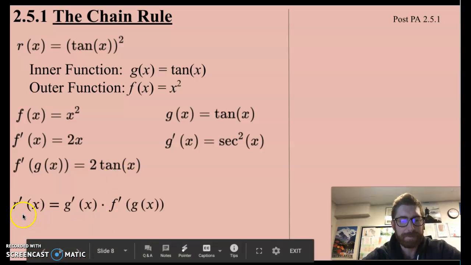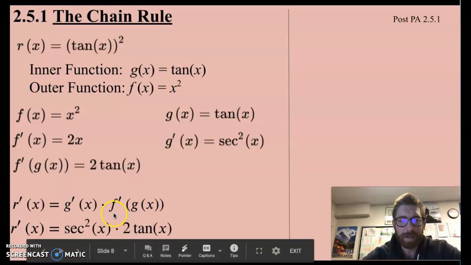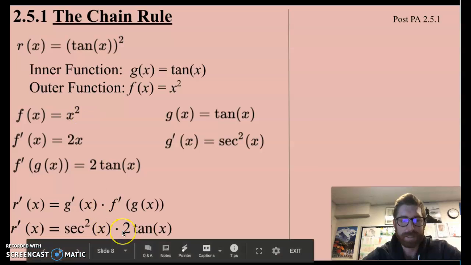So r prime, the final everything put together, is going to be the derivative of the inside times the derivative of the outside evaluated at that function, right? So it's going to be secant squared x, which I found by doing the derivative of the inside, times the derivative of the outside, 2 tangent x, right? And eventually, if you're getting bogged down with the notation, you'll just say, okay, the derivative of the inside times the derivative of the outside. Notice this is a multiplication symbol, not an addition symbol. We can make these kind of tricky here.